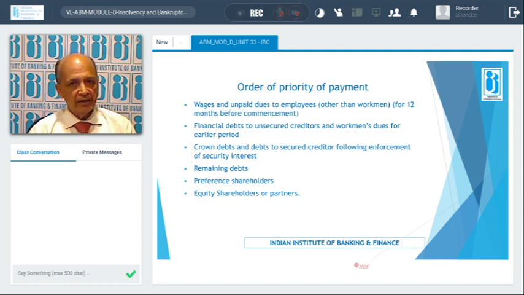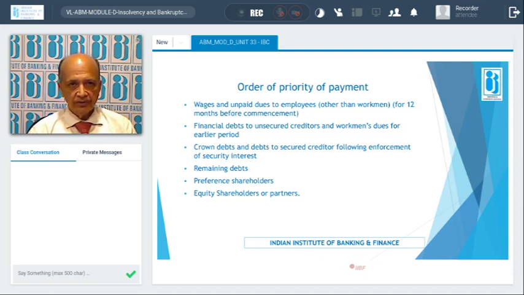Then any remaining debts. Then preference shareholders can be repaid, provided sufficient realization is there. Then comes last the equity shareholding of the shareholders or partners.